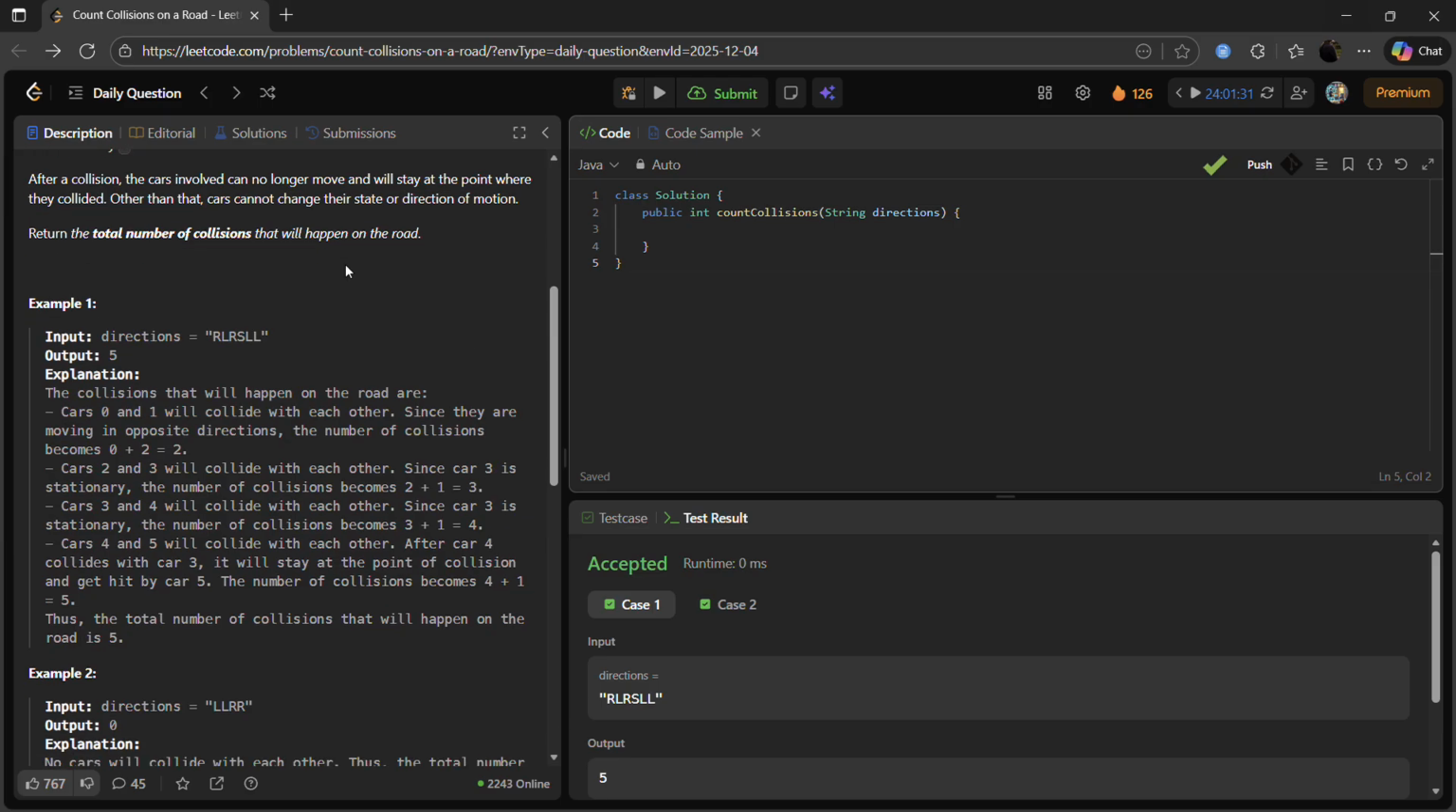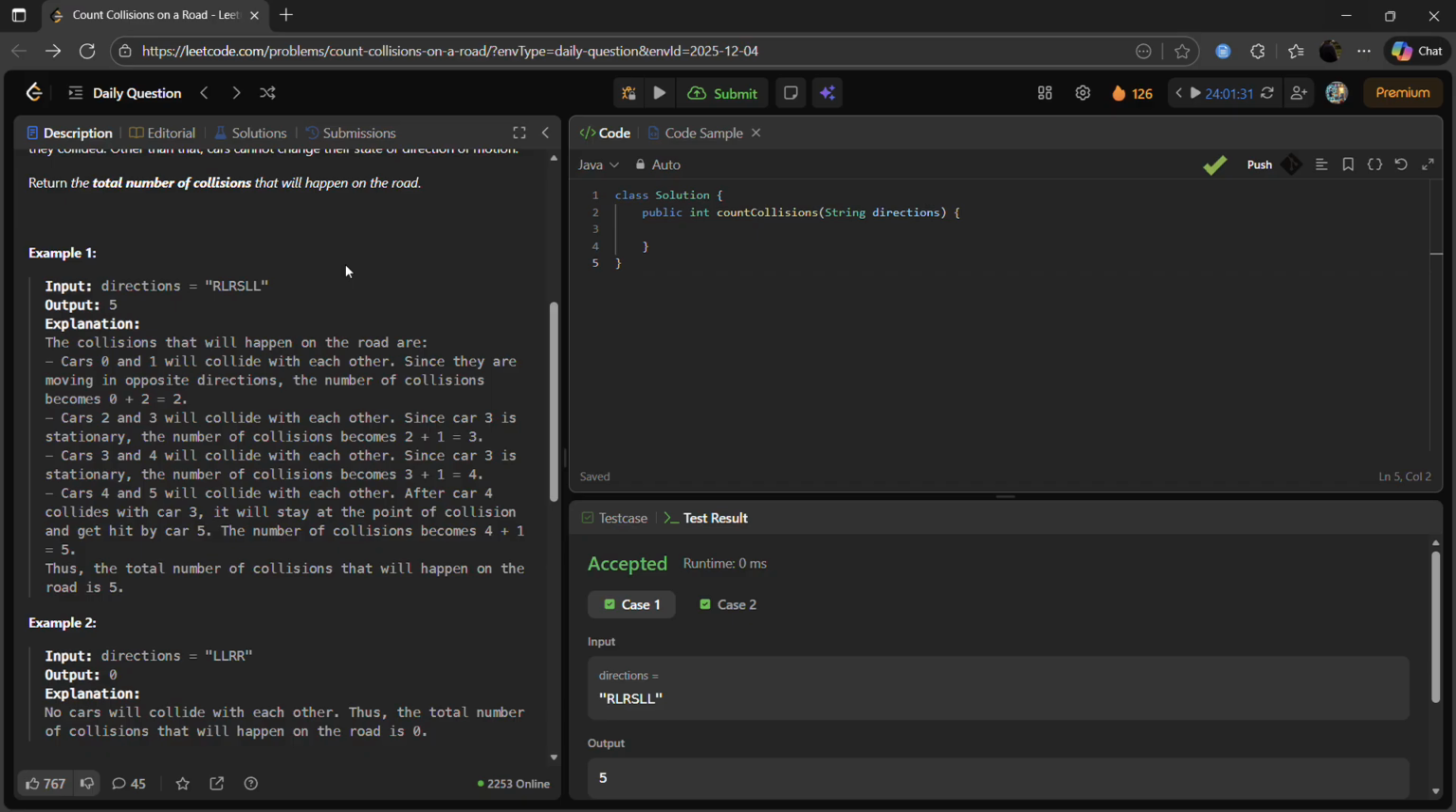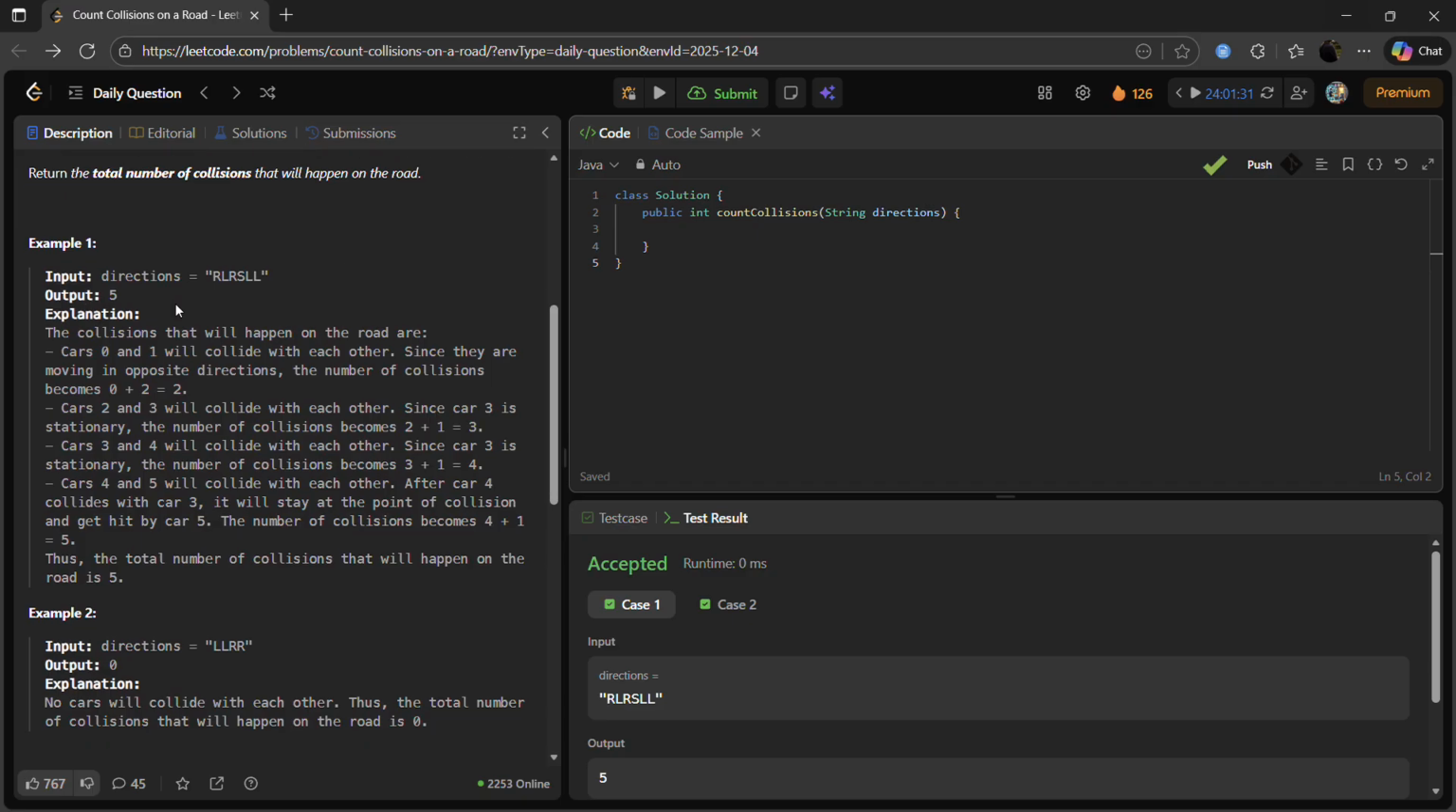So what they give is a string. In the string we will have characters. Each character is considered as a car, and the character denotes the direction of the car. If it is R, it is moving towards its right, if it is L, it is moving towards its left, and if it is S, it is not moving anywhere. It is at a stationary point. Now let's try out this example.